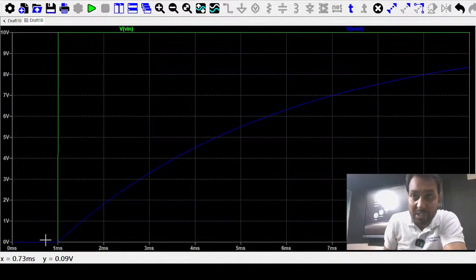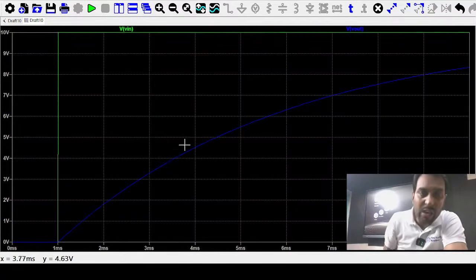the resistor limits the current. What is the minimum current and what is the maximum current you have? I is equal to V in minus V out upon R. V in is 10 volt and V out is 0 initially, so it will be 10 upon R. R is 5k, so this is 2 milliampere. So it starts from 2 milliampere, but previously it started from 10 milliampere.